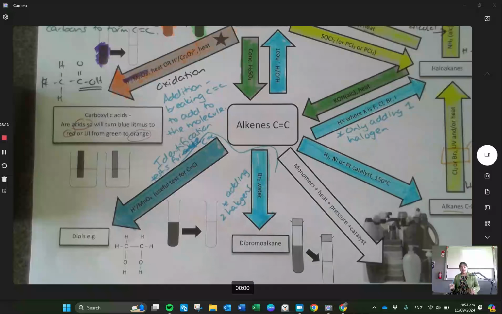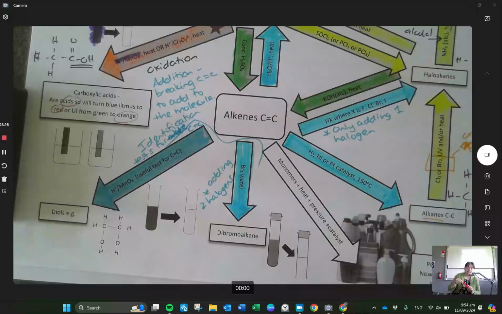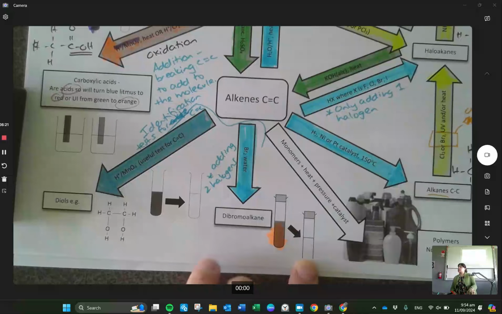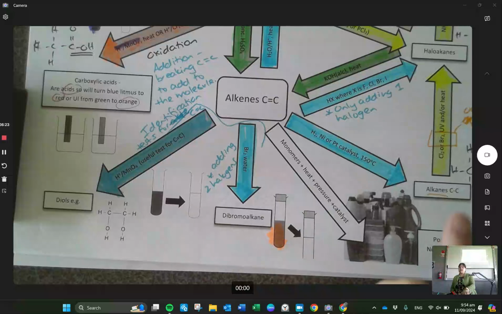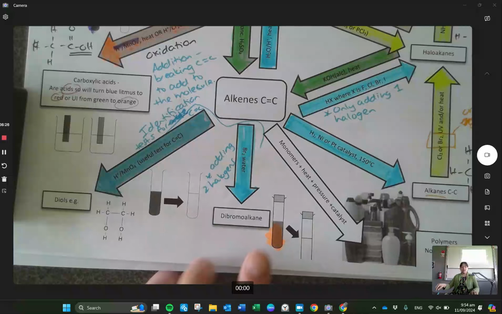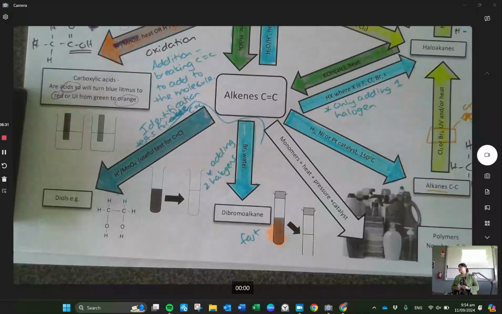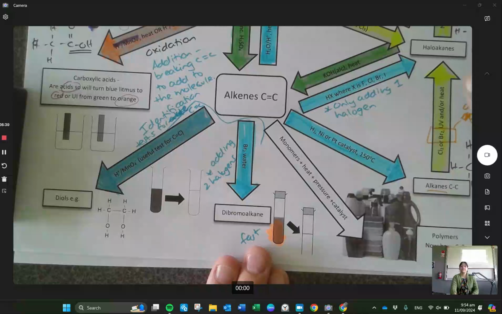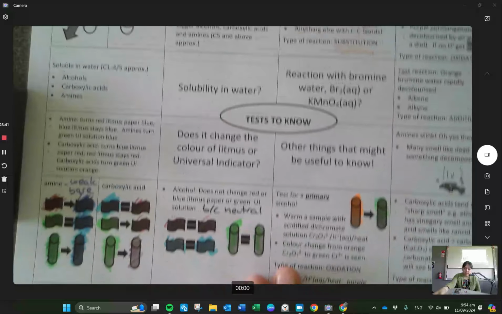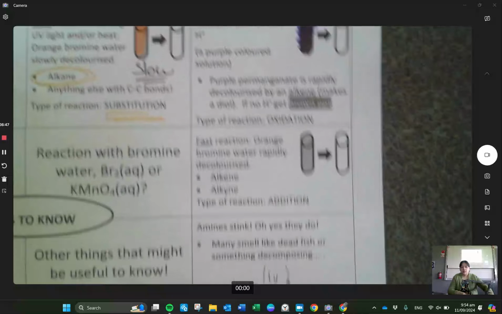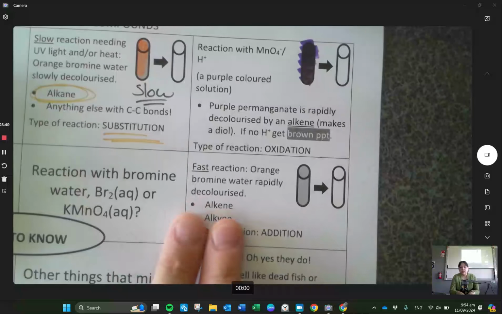So when I use bromine water, one of the things to note is that it starts as an orange color. And if there's a positive reaction, it goes colorless. Now we saw this before with the alkanes. The difference with this one is that this is going to be a fast reaction. And again, we'll look at it on the identification sheet. So we see that one over here. So fast reaction with bromine water to decolorize.